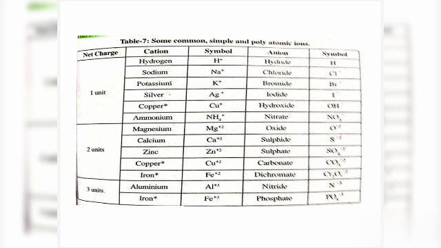Sodium, symbol Na+. Why? Because in the last shell one electron is there, and it is losing that one electron, so Na+ will come. Its charge is 1. Chlorine is taking one electron, so it is called chloride ion, Cl-.